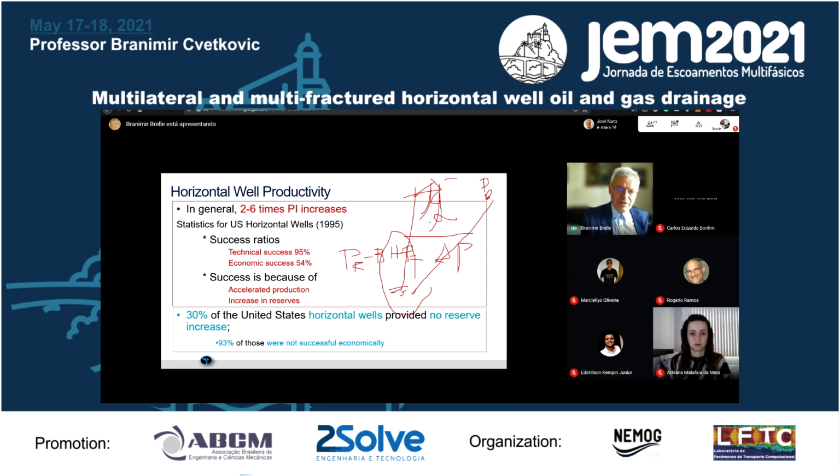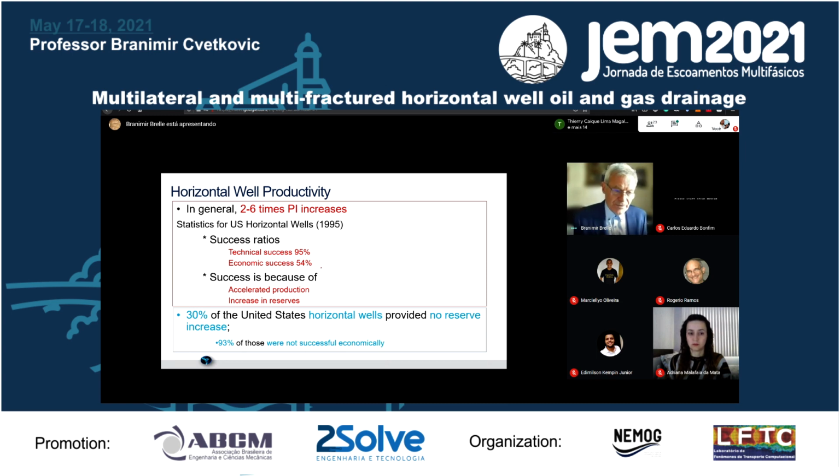So with this, I'm able to increase the productivity index, and this index for horizontal wells increases up to 6 times, that is really significant. So that means it is almost like I have to drill 6 wells. So it is very efficient, by the way. If the system works; sometimes the cases could not work. So we are talking about technical success ratios for a successful well of 95%, economically over 50%. You accelerate production, you increase the reserves. So that is the whole idea.